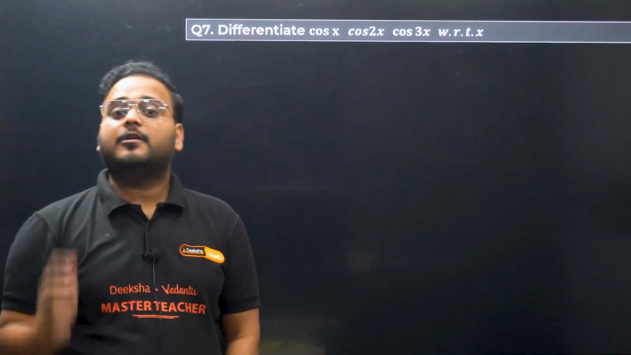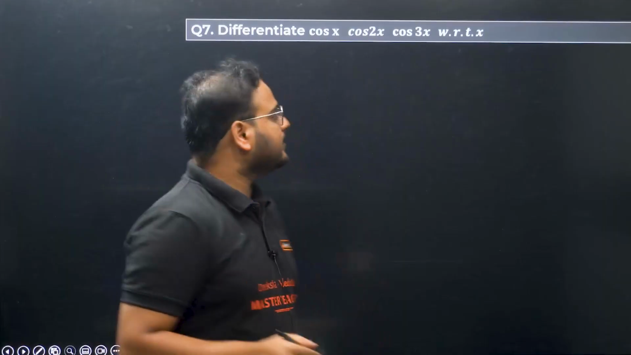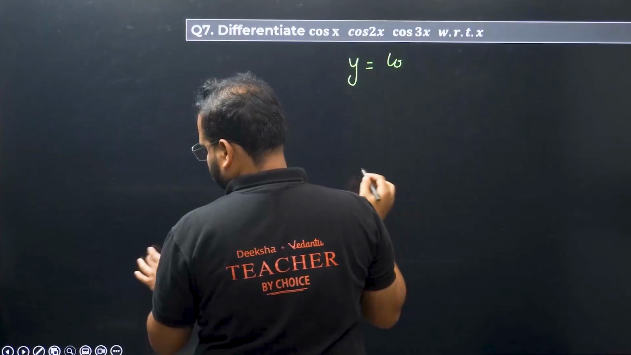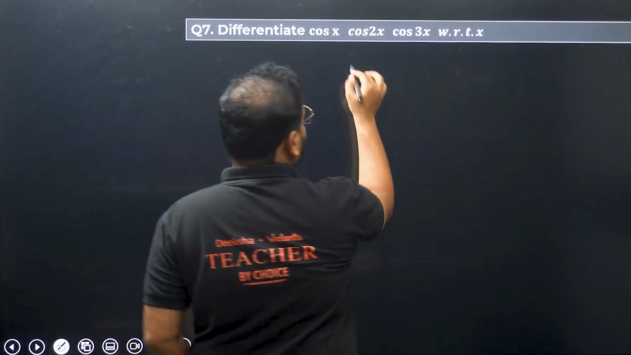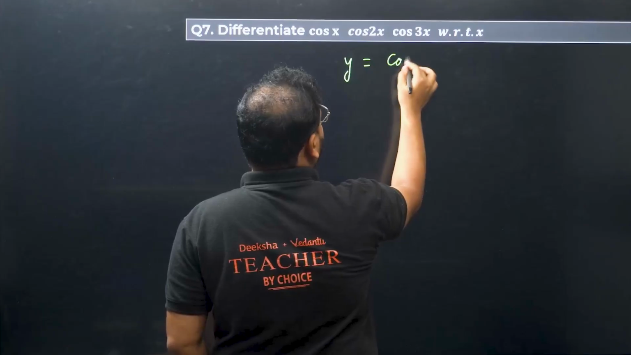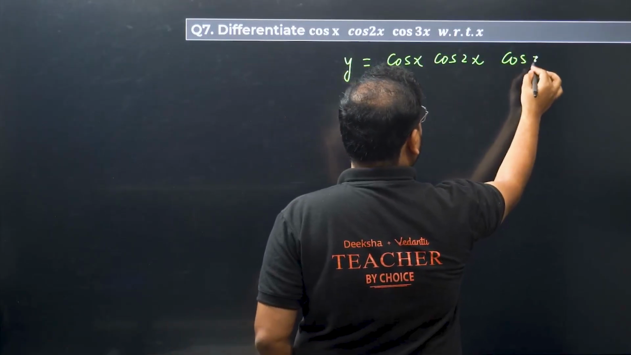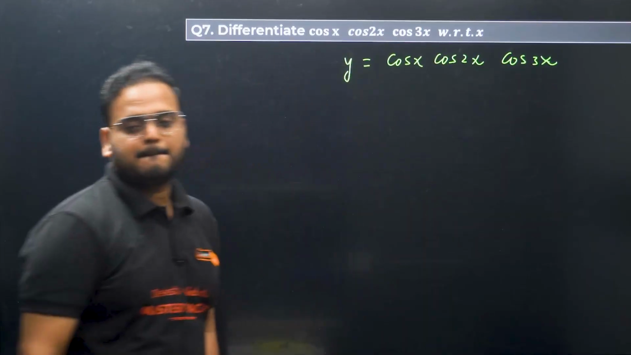Now we have a product question. We have cos x, cos 2x, cos 3x. How do you solve it? First you take the function y equal to cos x, cos 2x and cos 3x. They are all given in product.